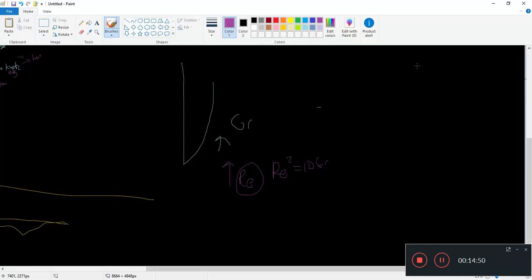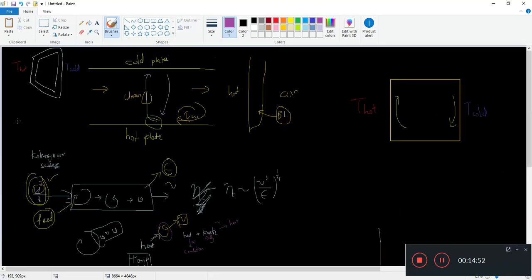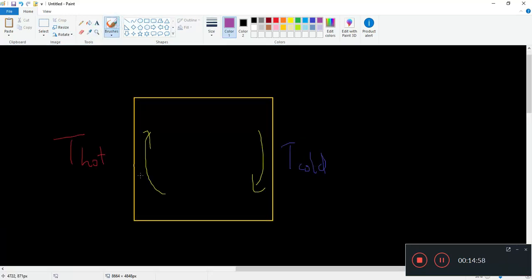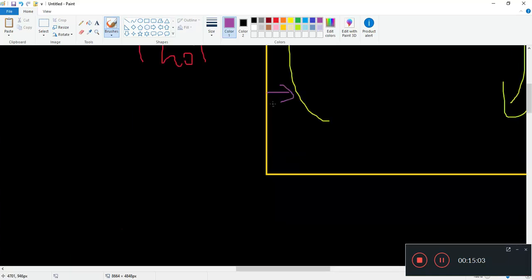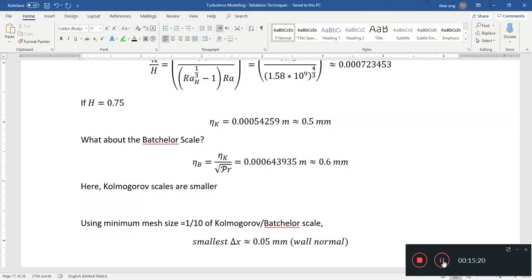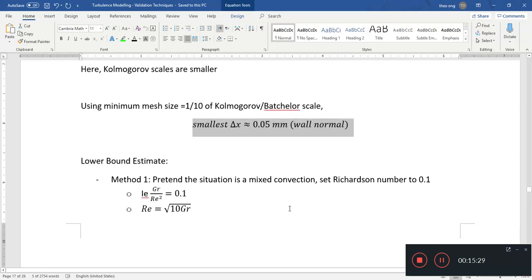So what do I mean? If I have a cavity here, I say this is the wall normal, and I'll say, okay, the spacing here of my mesh should be how much? 0.05 millimeters. So that's the rough scaling we are talking about. Rough scale of the nearest wall cell. And so we have this wall normal scale being about 0.05 mm.